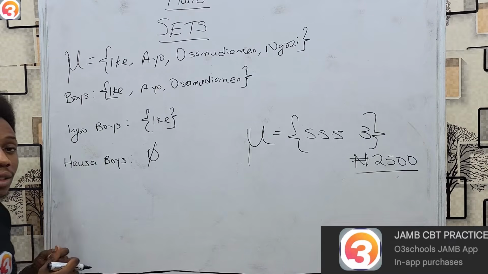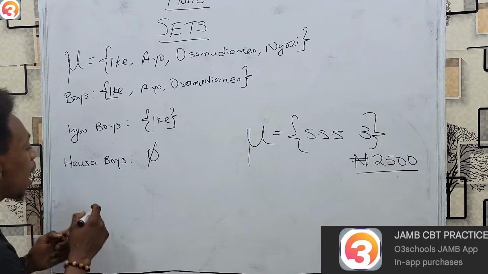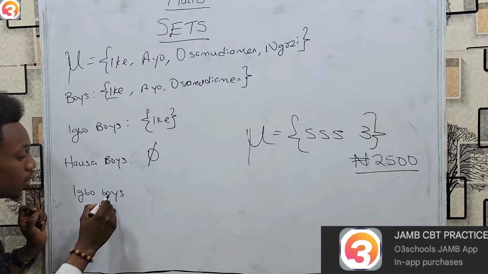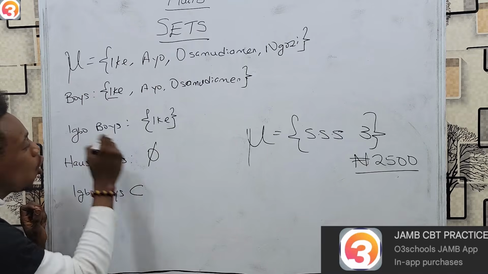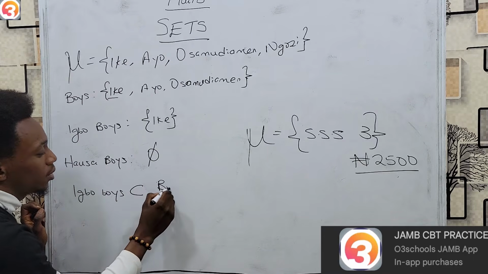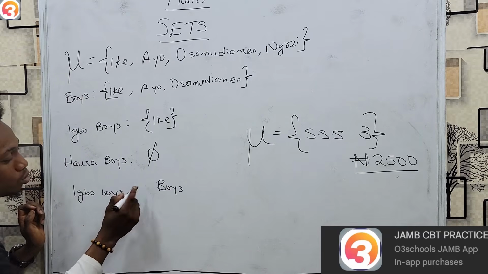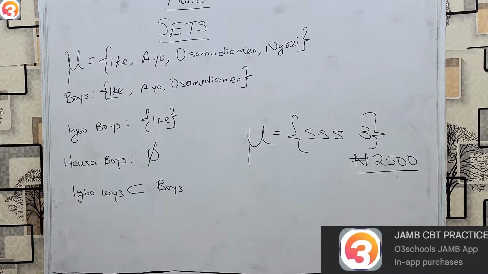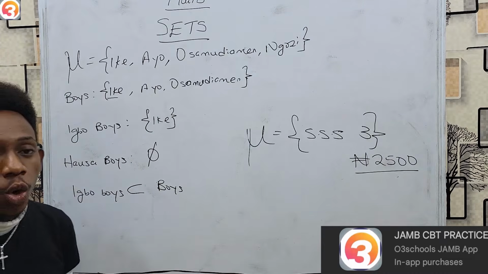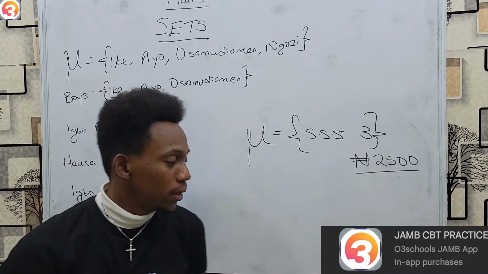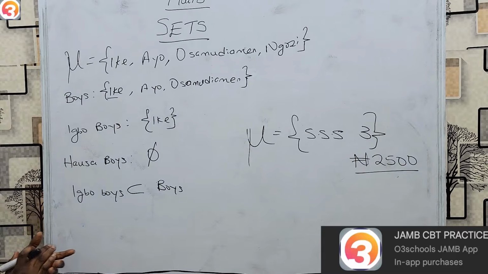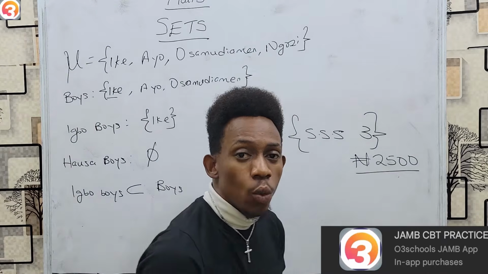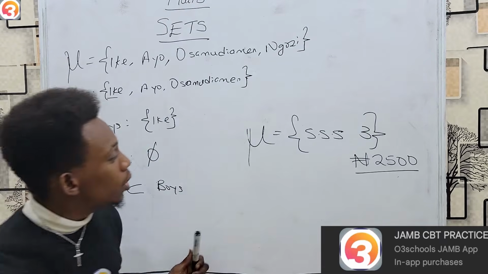So the subsets can usually be written as Igbo boys is a subset of the boys set. This is not a U or a C, rather, this is more like a U that is sideways. So it's a subset of the boys set. Now, if we have several sets and we're looking at their interactions, we have several other things we could look at.